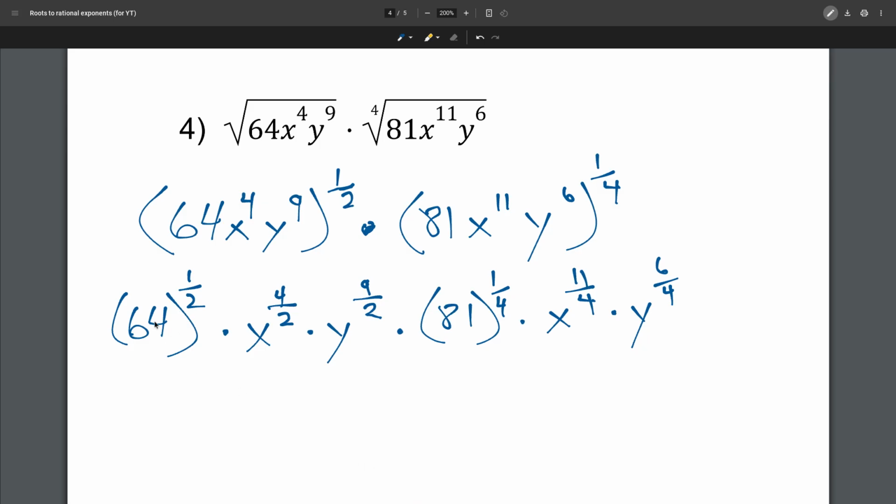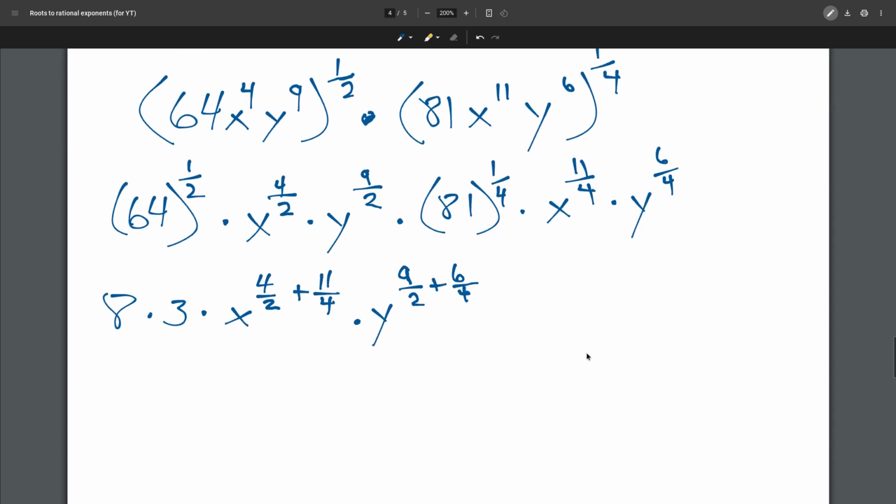Okay, so let's group the numbers together. The square root of 64 is 8, and the 4th root of 81 is 3, so we have 8 times 3. Then let's group the x's together, so we have x to the 4/2 plus 11/4 power times y to the 9/2 plus 6/4 power.